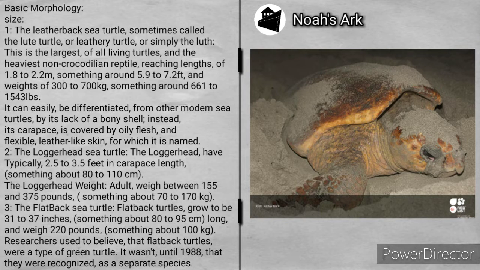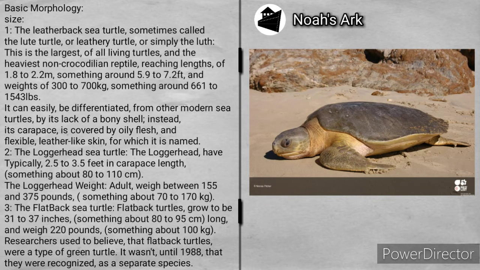2. The Loggerhead Sea Turtle. The loggerhead is typically 2.5 to 3.5 feet in carapace length, something about 80 to 110 centimeters. Adult loggerheads weigh between 155 and 375 pounds, something about 70 to 170 kilograms.